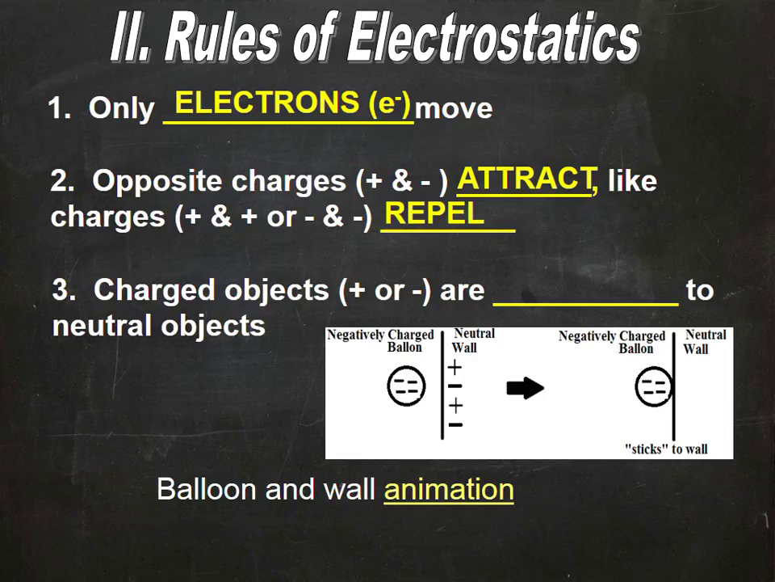And the third rule is that charged objects, whether they're positive or negative, are always attracted to neutral objects. Let me show you a little animation that basically goes over all three of these rules very nicely.